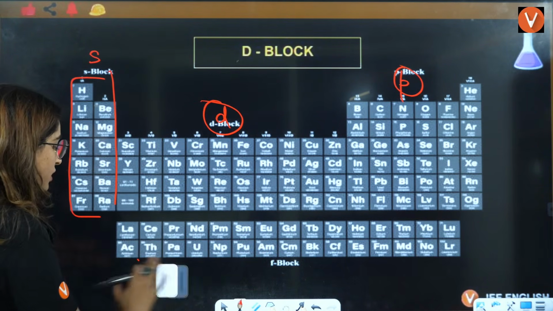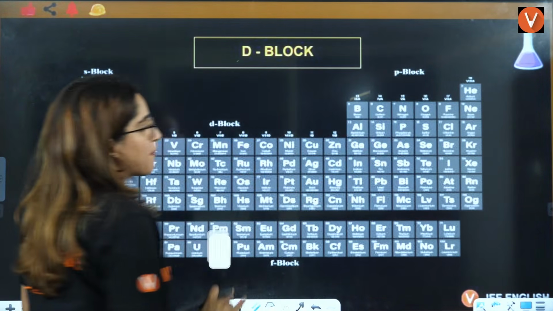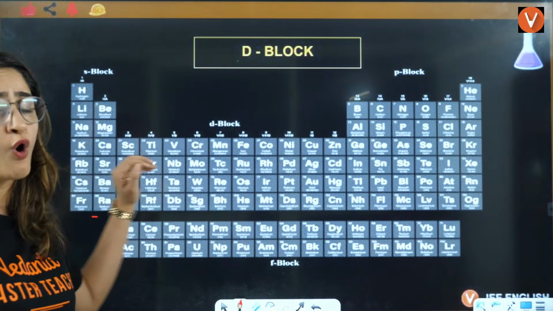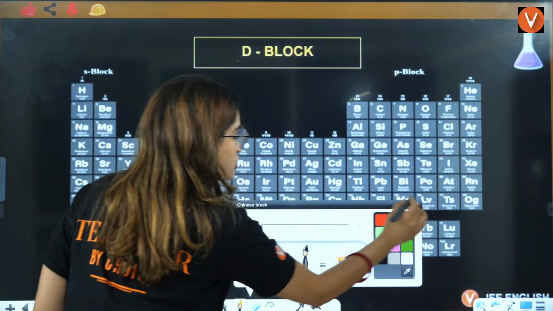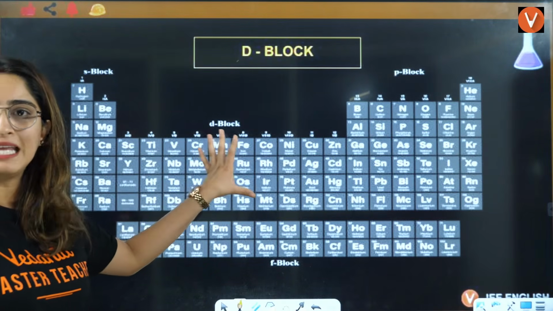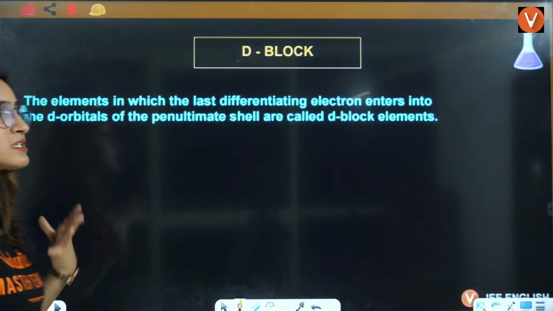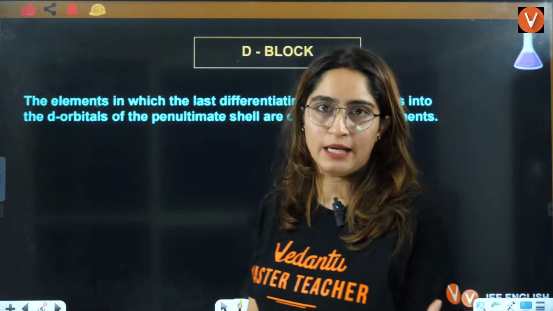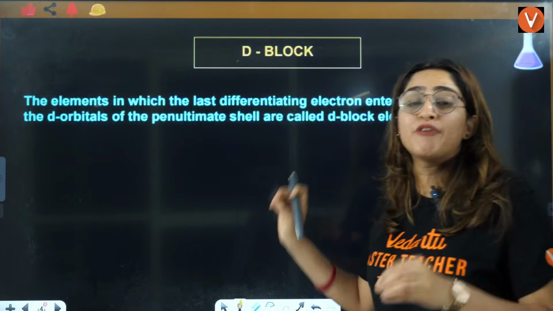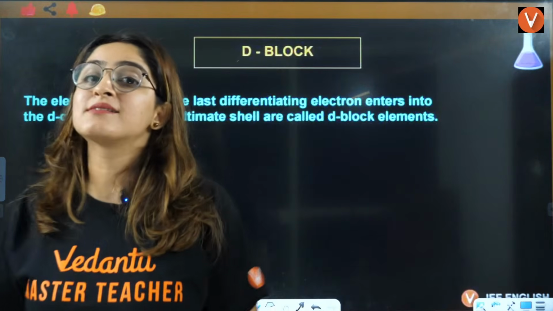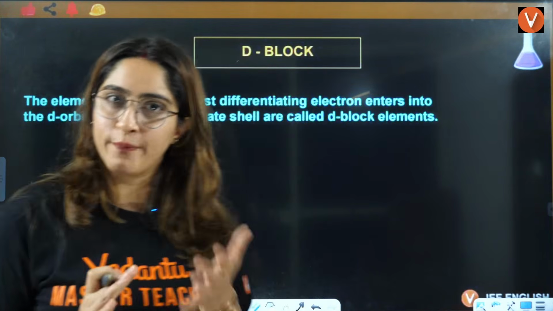And our focus is entirely going to be on the D and F block in this chapter. We are not going to talk about the S block and P block in this chapter, right? The major chunk is the D block and that too the 3D series. So let's understand D block elements, in which the last differentiating electron is in the D orbital.